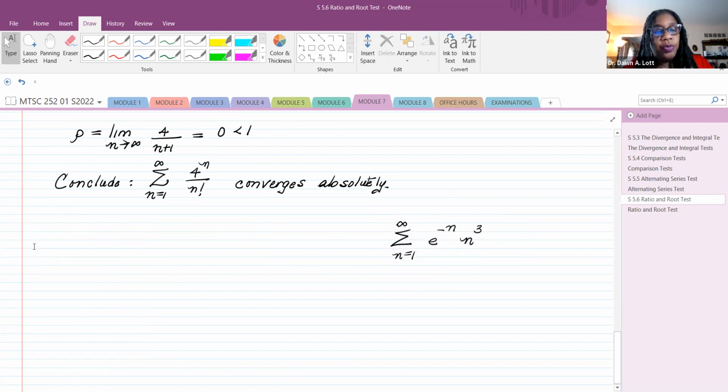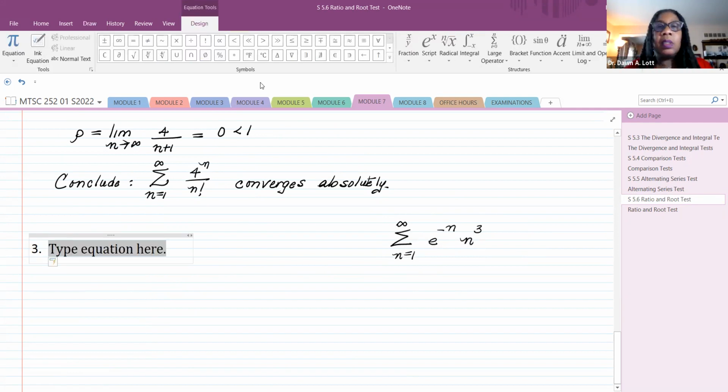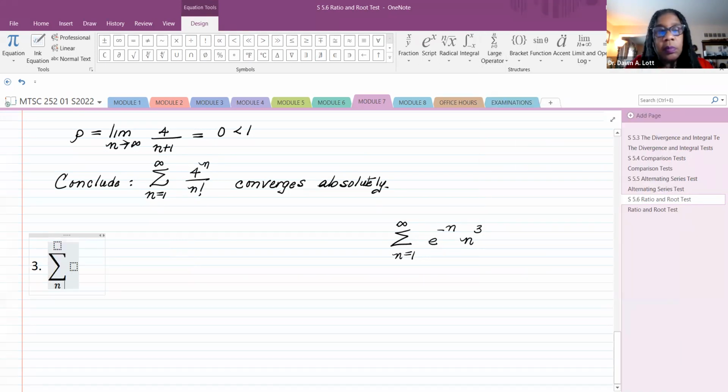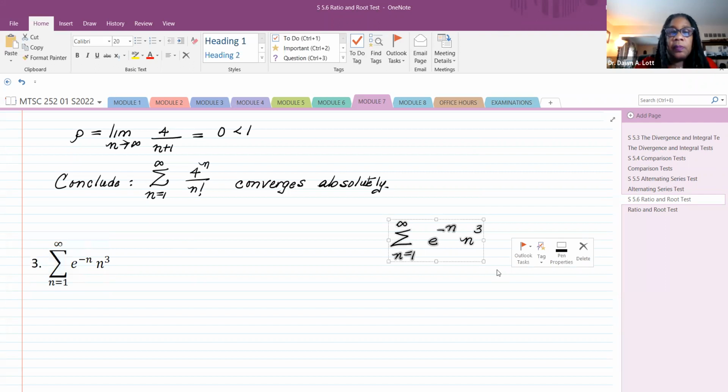Okay, so number 3 is the sum n equals 1 to infinity of e to the negative n times n cubed. Okay, so we need to determine this series.